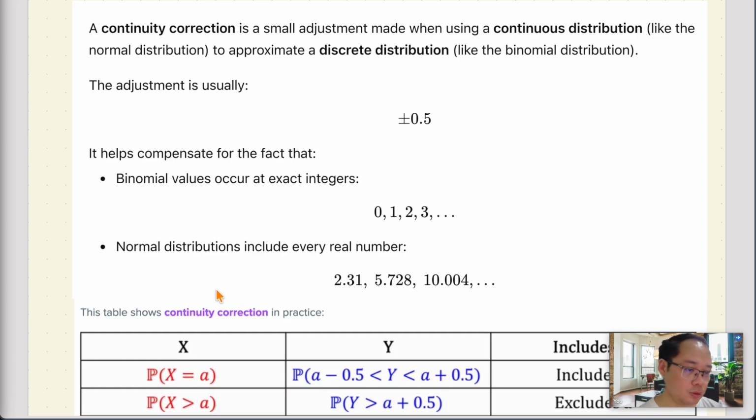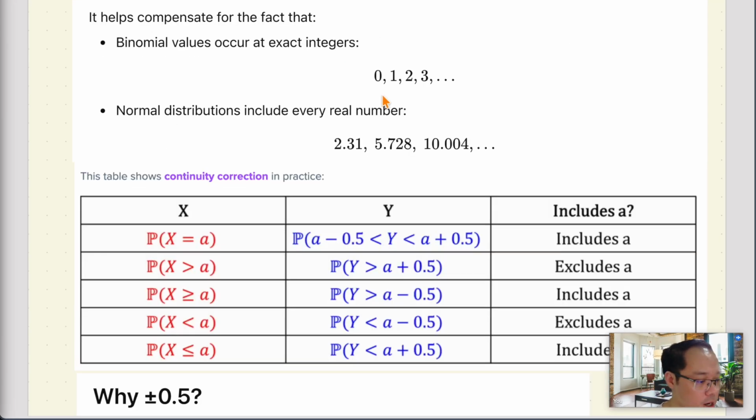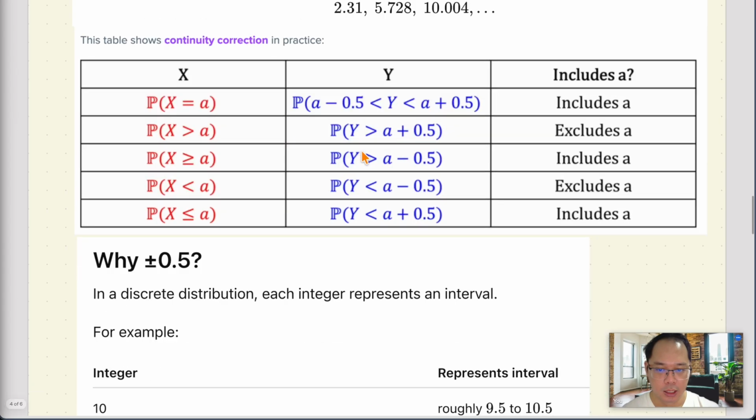Most students lose marks here because it is difficult for them to remember the rule of the continuity correction, because the binomial distribution deals with integer values 1, 2, 3, 4, okay, and the normal distribution deals with continuous values. This is the table that you need to understand the rule of the correction. For example, the probability of x equal a in the binomial, a specific value a. For the normal distribution, we need to subtract 0.5 on the lower bound and add 0.5 on the upper bound.